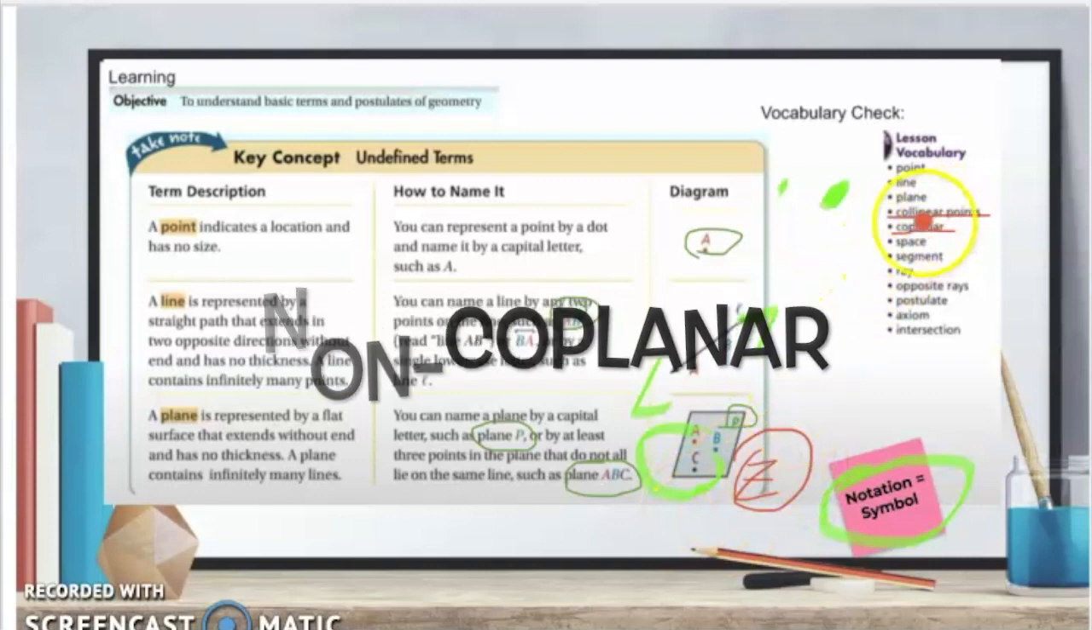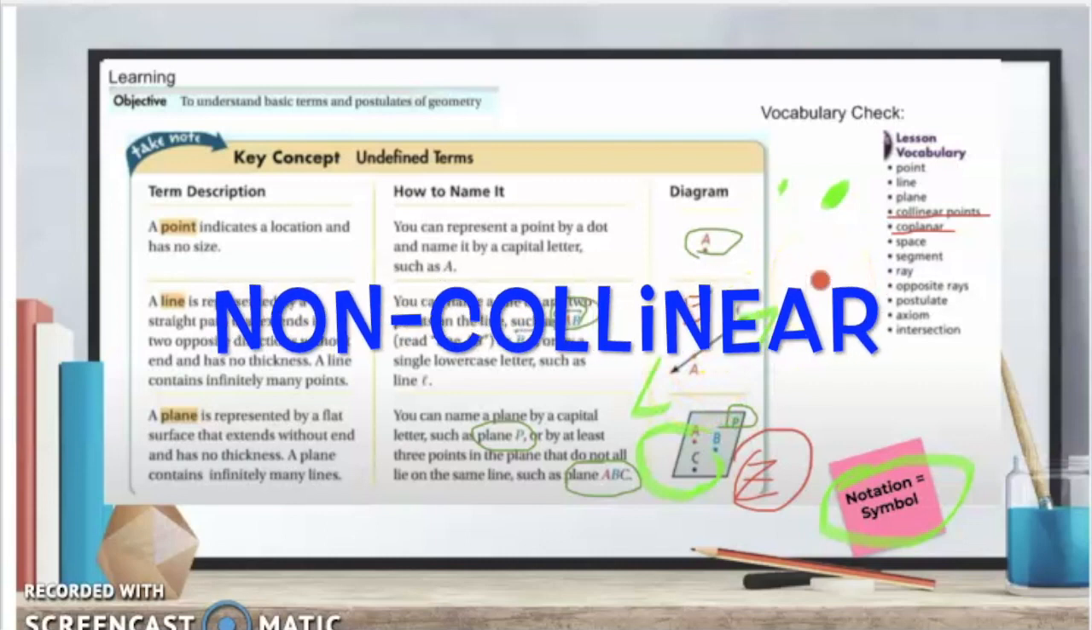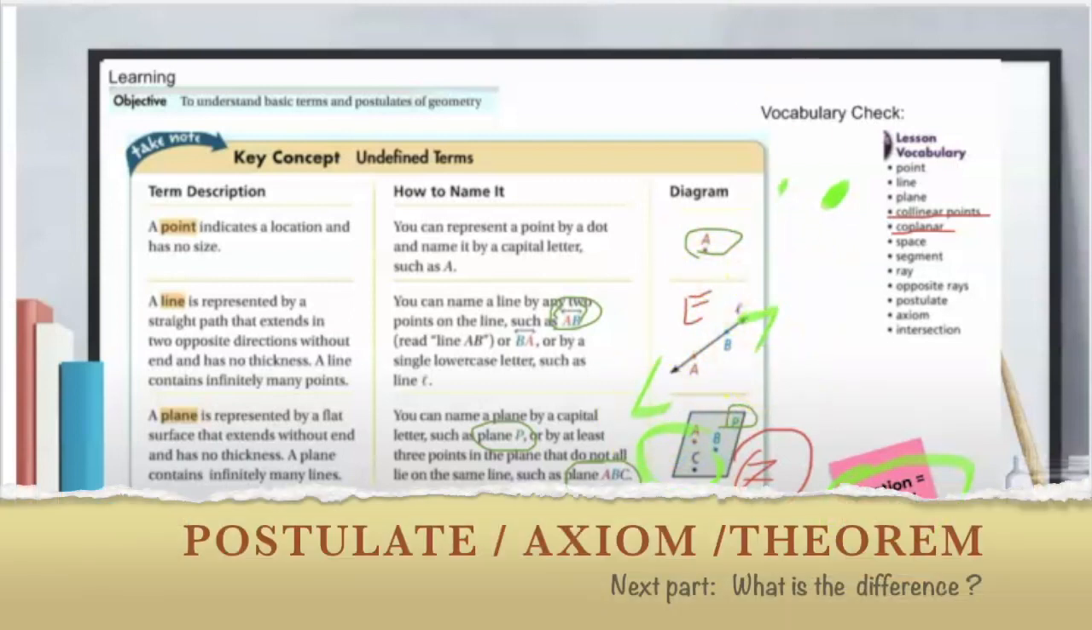Now, collinear means points that are on the same line. So AB are collinear, but let's say if I have a point E, okay, and I am calling this one point EAB. These are non-collinear. We just put the word non in front. That means that it's not on the same line due to this point E right here. So AB, collinear; EAB, non-collinear, not on the same line.